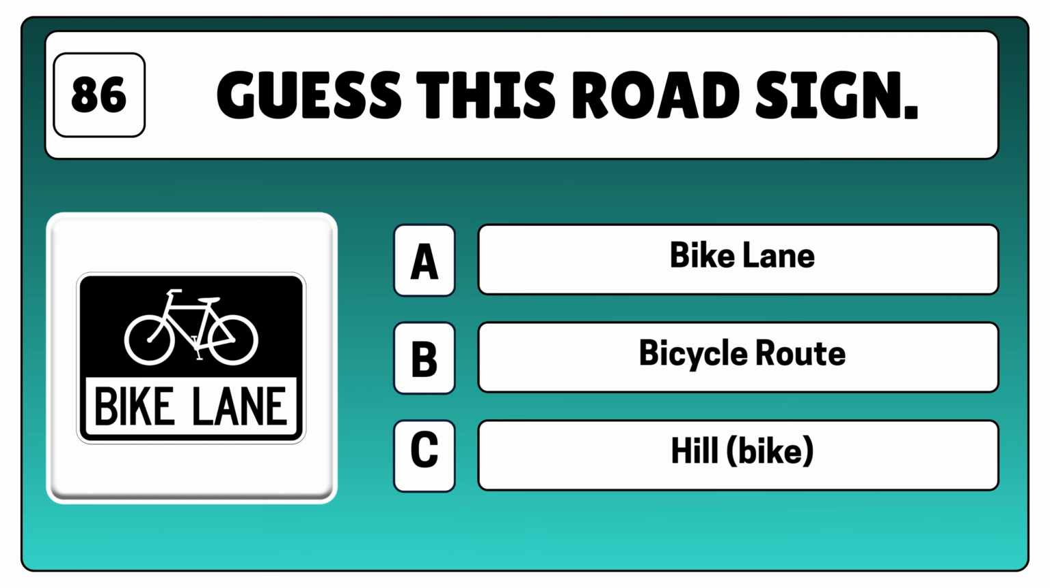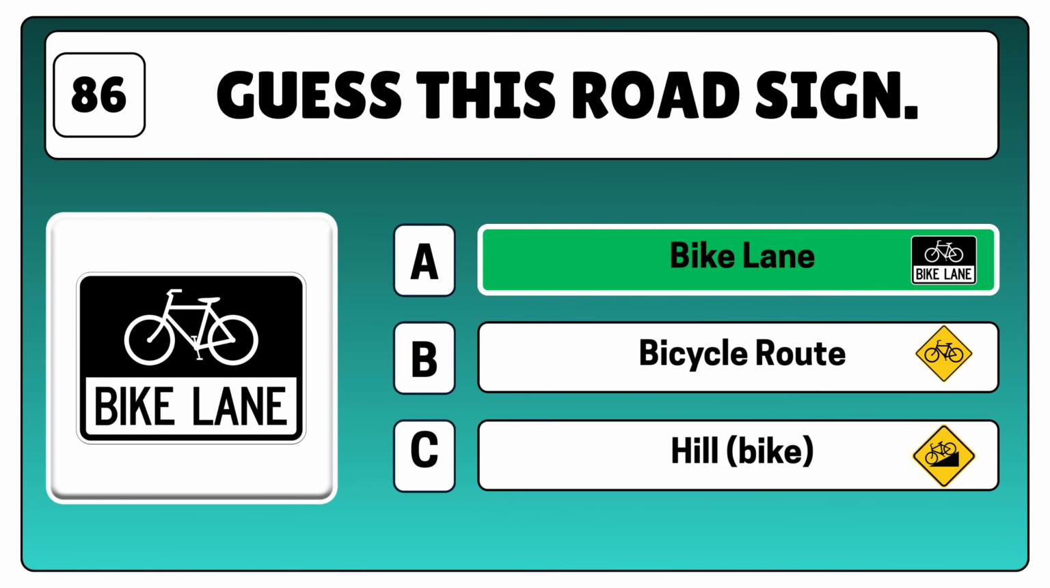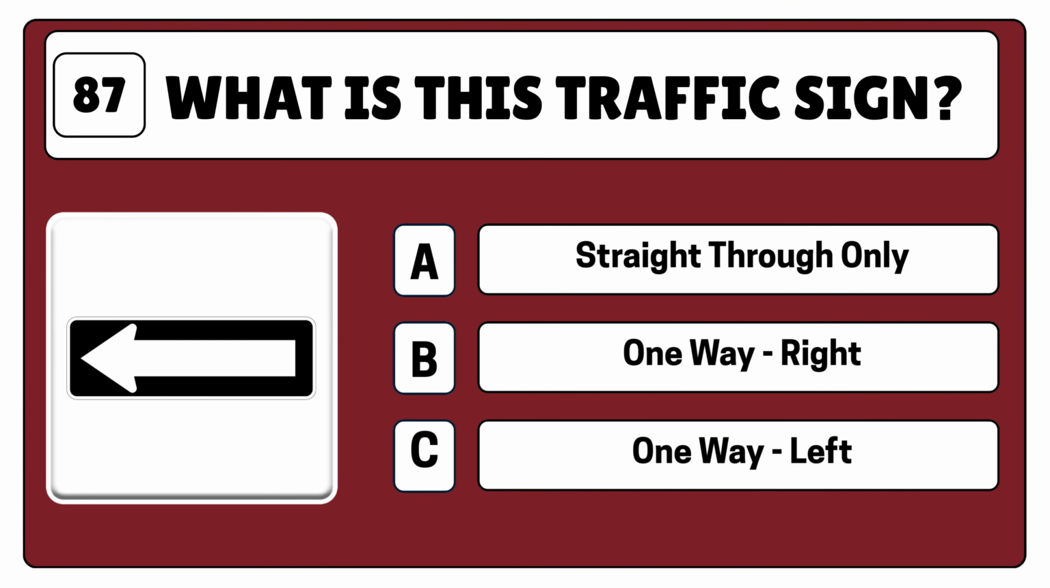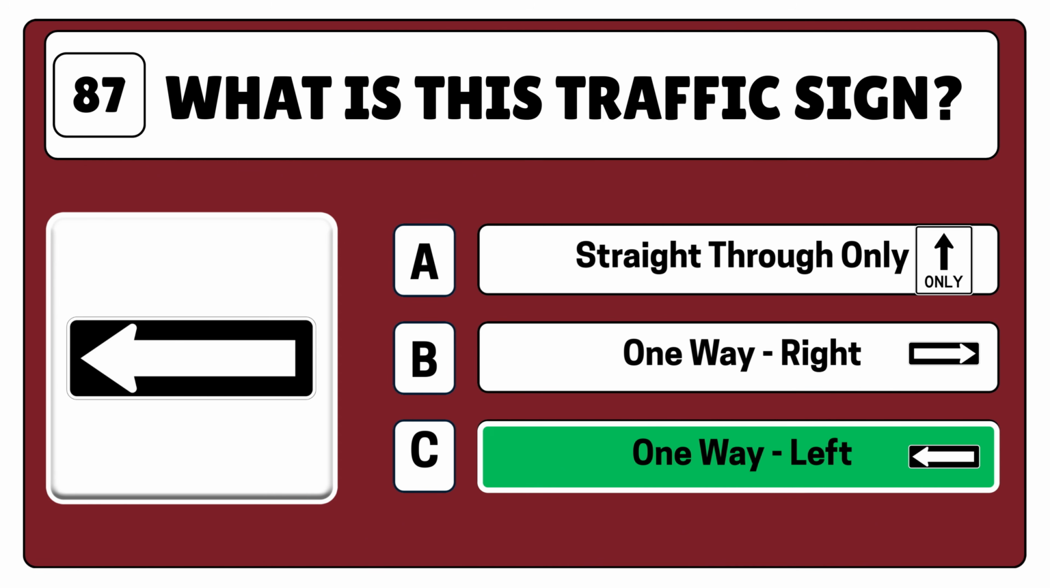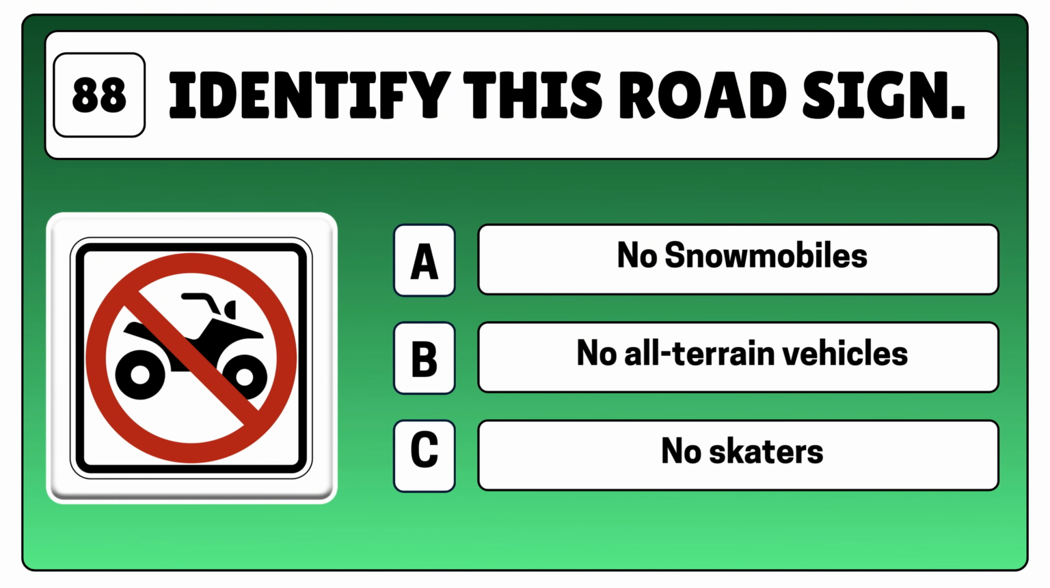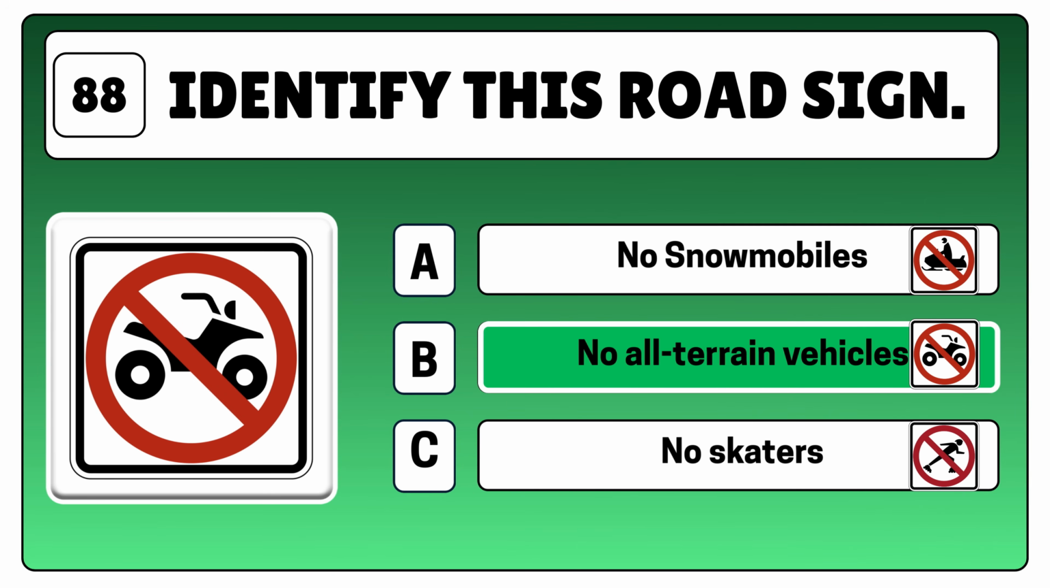Guess this road sign. That's right. This is the bike lane sign. What is this traffic sign? Correct. That is the one-way, left sign. Identify this road sign. Good observation. This is the No All-Terrain Vehicles sign.